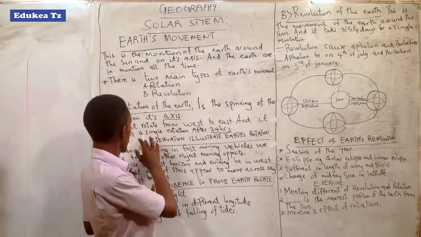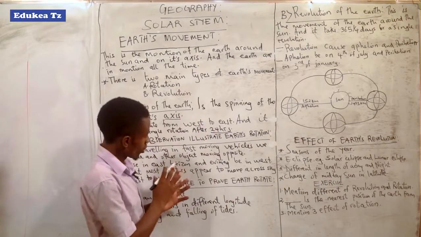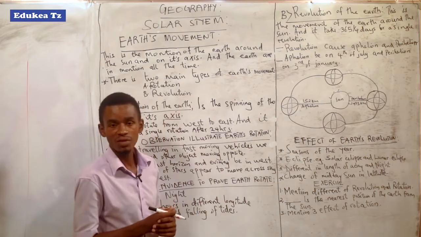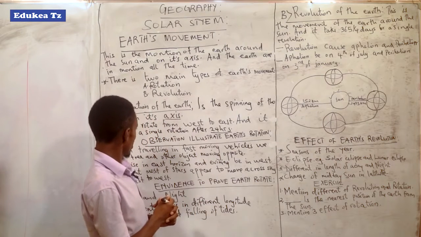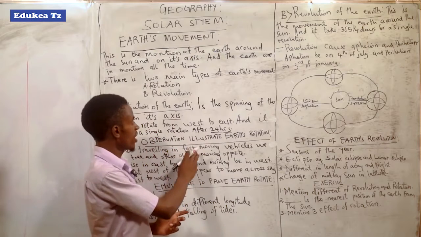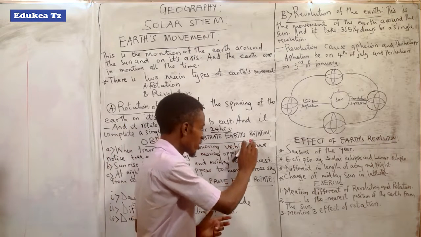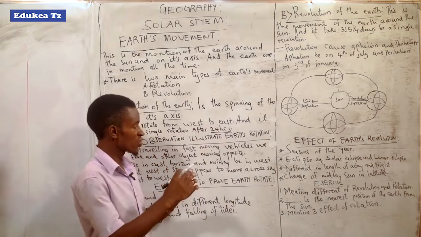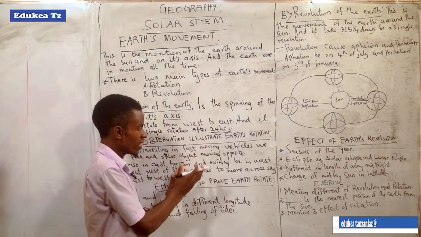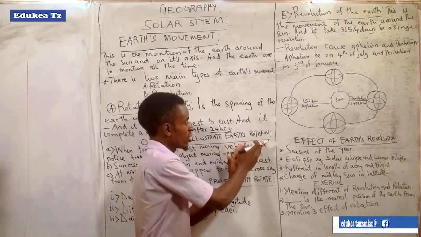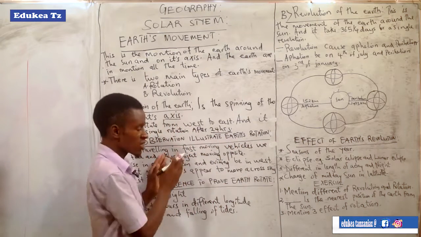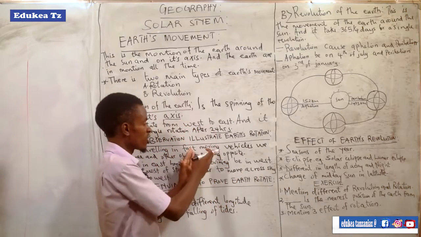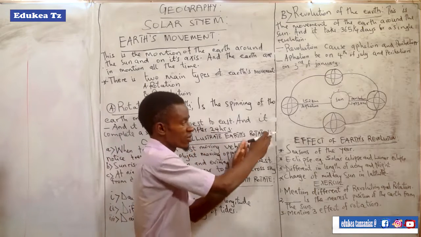So that's why we say that the rotation of the Earth is from west to east, but it is completed after 24 hours. Now look at the observations that illustrate the Earth's rotation. When we talk about observation, it means the things being seen that explain or illustrate that rotation is taking place. So what things are observed by human beings that explain the Earth's rotation?